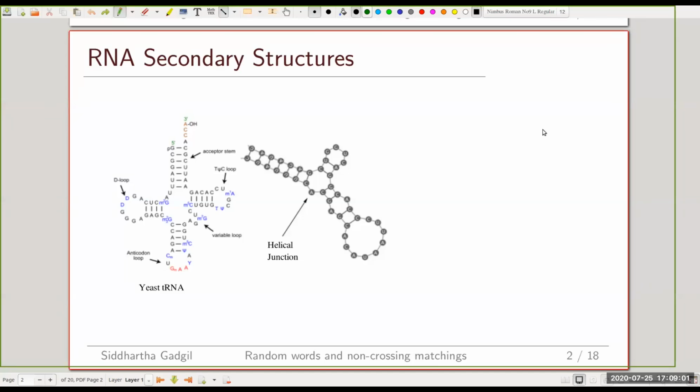Okay, so what we'll be looking at, I'll be precise in a moment, is a simplified model, but not a silly model. It's close enough to the reality of RNA. We won't answer any biological questions though. We'll just do mathematics inspired by the biological question, but inspired in a real sense. So let's look at this RNA. There are two pictures here. This one, the yeast tRNA that you see, is just an elaborate picture. But what we'll look at in more detail is the helical junction, which is a little piece of it. Let's see how it looks.